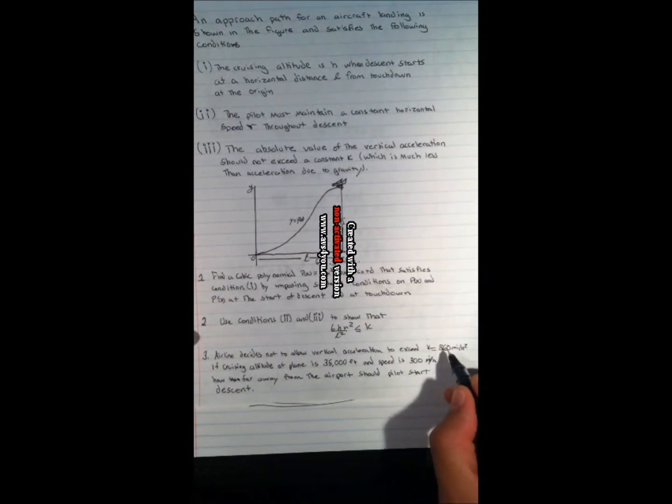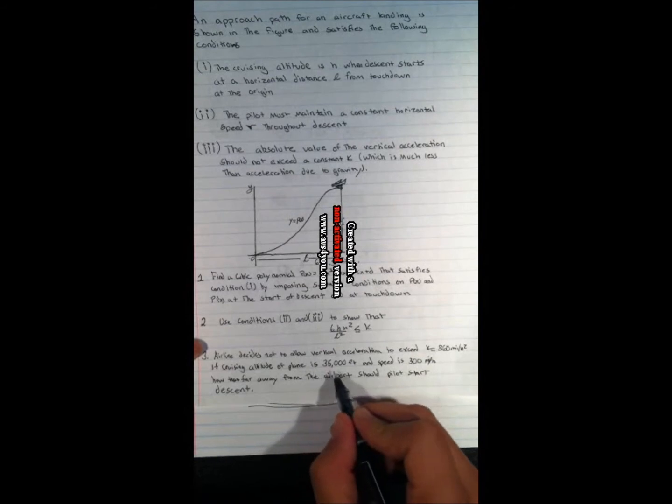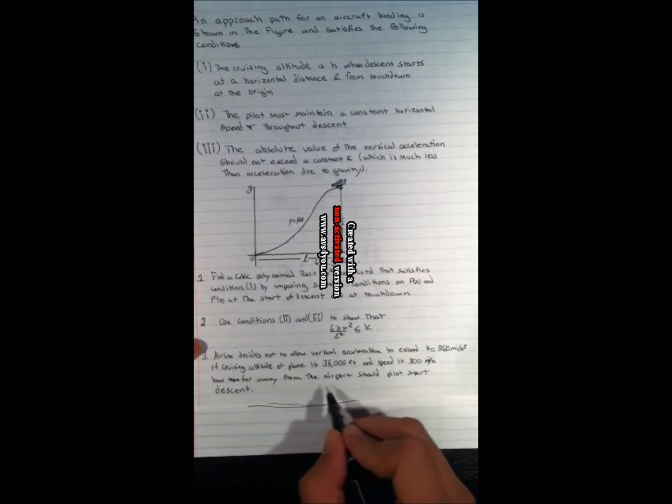So here's our last question. The airline decides not to allow vertical acceleration to exceed 860 miles per hour squared. So k is equal to 860 miles per hour squared. The cruising altitude of the plane is 35,000 feet and the speed is 300 miles per hour. How far away from the airport should the pilot start descent?